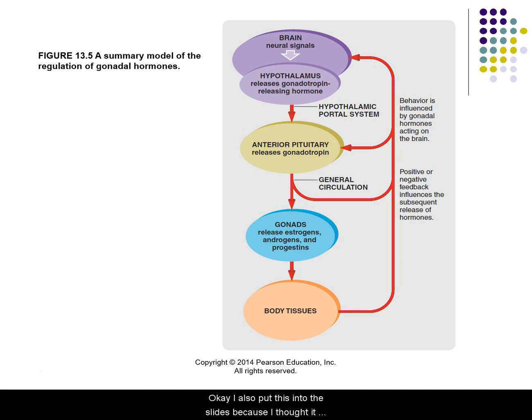Okay, I also put this into the slides because I thought it was a nice summary for us. So up at the very top, the brain, neural signals, specifically we're talking about the hypothalamus, for instance, releases gonadotropin releasing hormone. And then you have the hypothalamic portal system for the anterior pituitary. Then you have general circulation to the gonads, and then the gonads to the body tissues. Okay, so this just gives you a couple other steps below the anterior pituitary, where we were, which is what we were talking about in just the earlier slide.